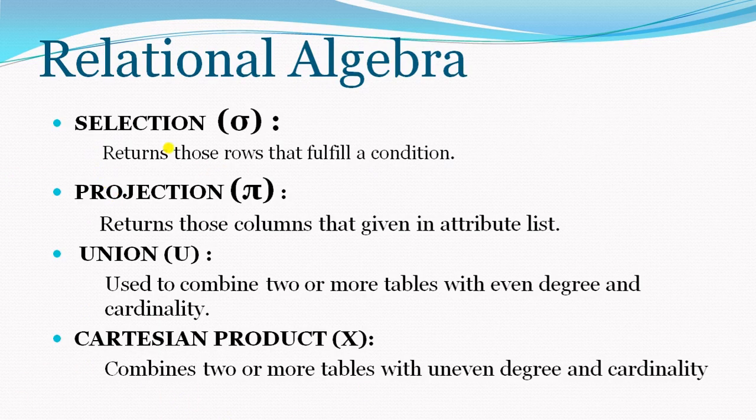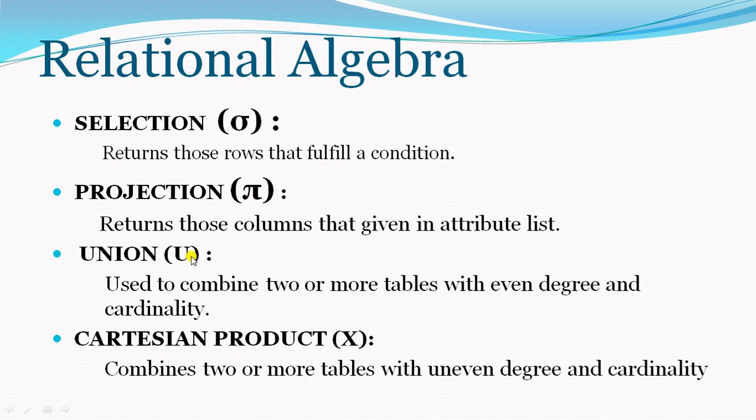Now selection is symbolized with this sigma. Selection is symbolized with the sigma. It helps to return a number of rows. If you select 2 rows, 3 rows, it will help you to return that. Projection is used to return a number of columns and it is symbolized with pi.